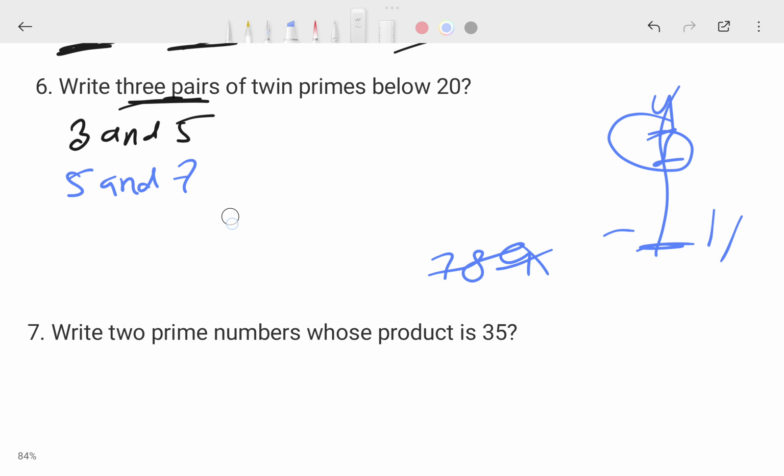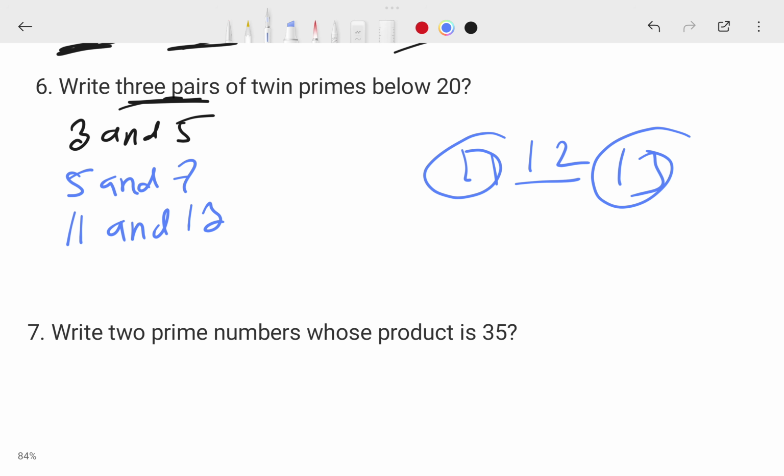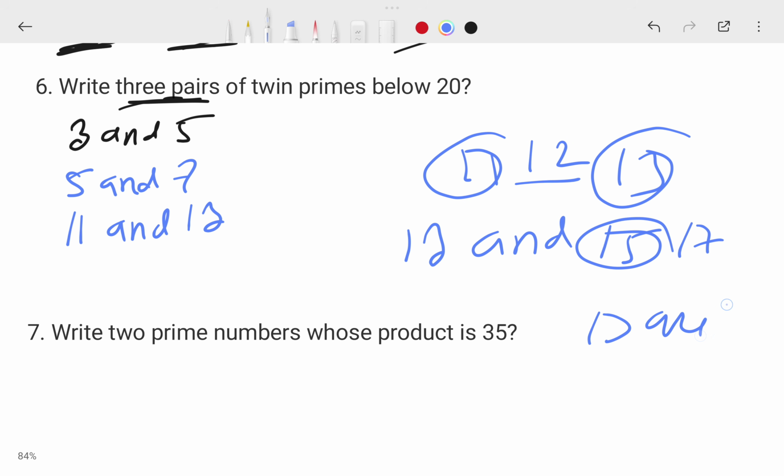Okay? Right. So let's talk about 11 and 13. 11 and 13 have only 1 gap. 11 is there, it is 12, then after that 13. So this is also prime, this is also prime. If you talk about 13 and 15, then you are wrong. 15 is not a prime. 17 is a prime number. So 13 and 15, 13 and 17, this is not a twin prime.